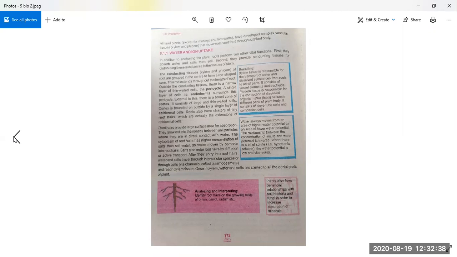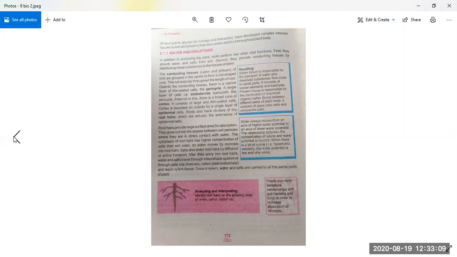So you have to write here a short question. This question often comes in the board exam: write two functions of roots. So you have discussed two functions. First, absorb water and salts from the soil. It is given in the first paragraph under the heading of water and ion uptake. And the second important function is that they provide conducting tissues for distributing these substances to the tissues of the stem. So these are two important functions which are done by the roots.